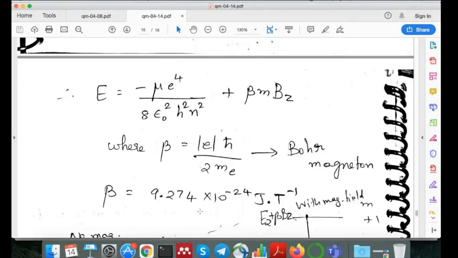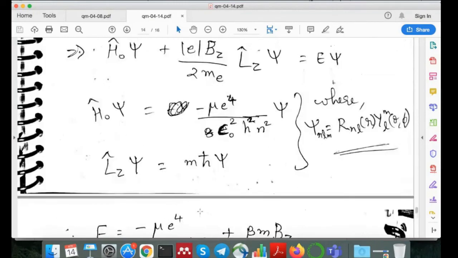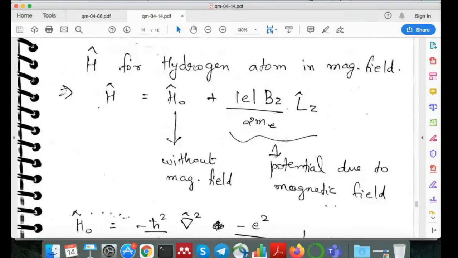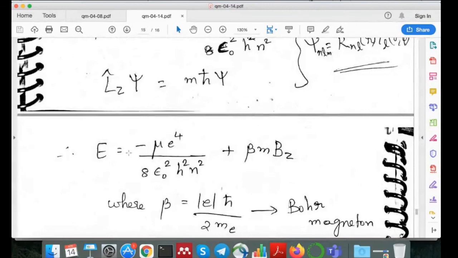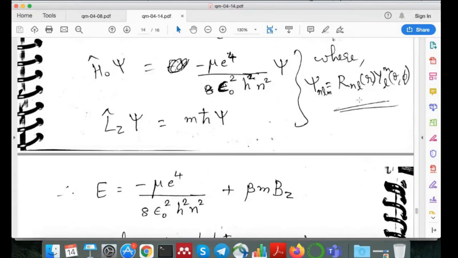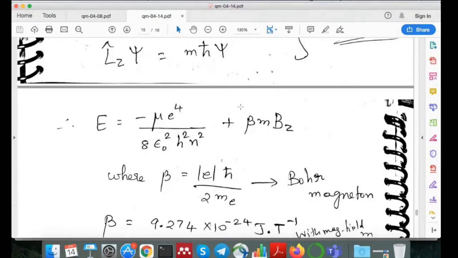Okay. So anyway, I'm not going to show you the full calculation, but the main concept here is that in the Hamiltonian, there is an additional term. And therefore, when you solve for the energies, the wave function remains the same, but in the energy also, there is an additional term. And this is the additional term which depends on the magnetic quantum number m.